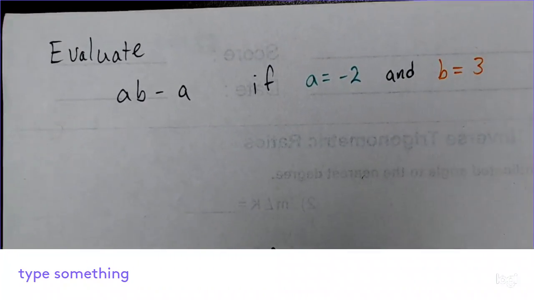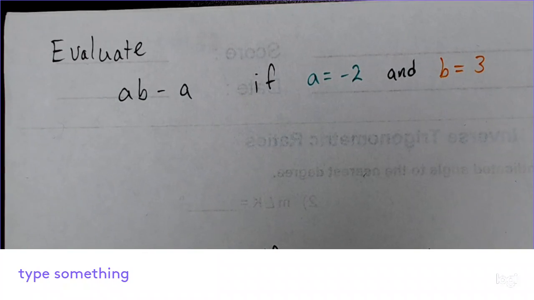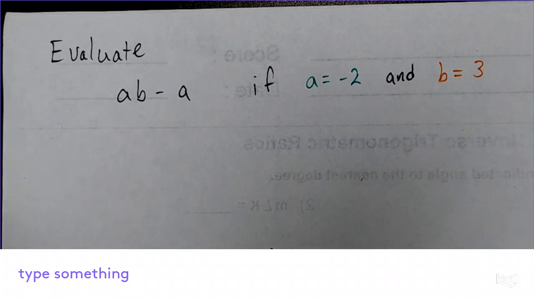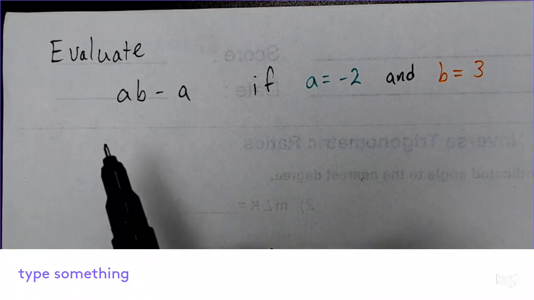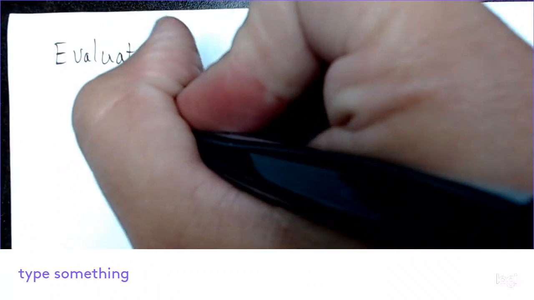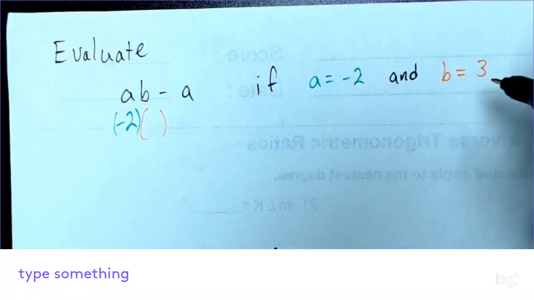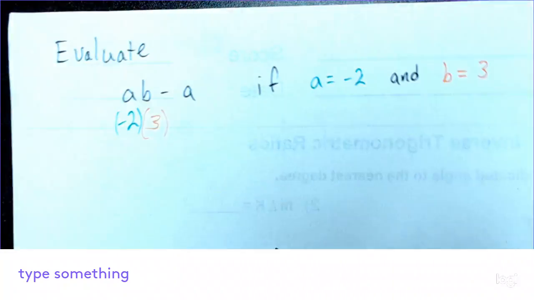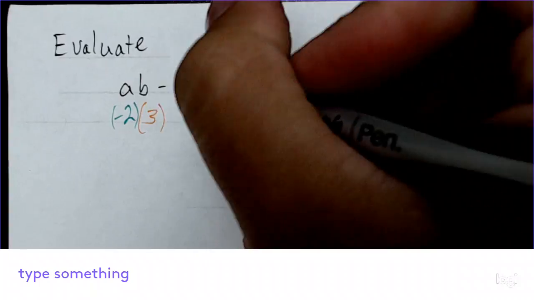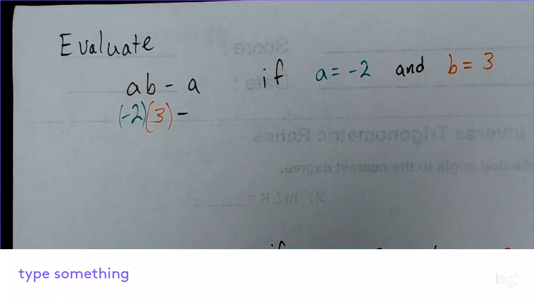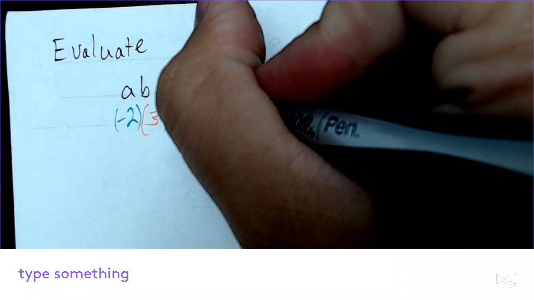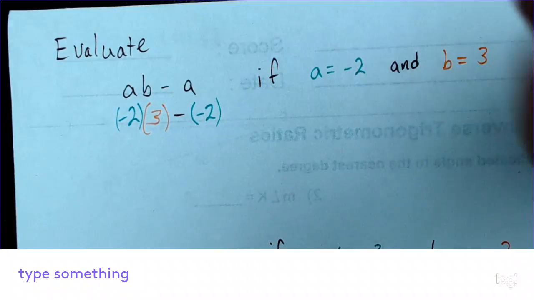Okay, so we have to evaluate AB minus A if A is equal to -2 and B is equal to 3. Again, we're going to substitute or plug in these numbers inside of parentheses. So everywhere I see A, instead of writing A, I'm going to write parentheses -2. And everywhere I see the letter B, I'm going to instead write parentheses 3, because that's what B is equal to. Our minus sign stays the same, right? So I bring down that minus sign, and the letter A turns into parentheses -2.